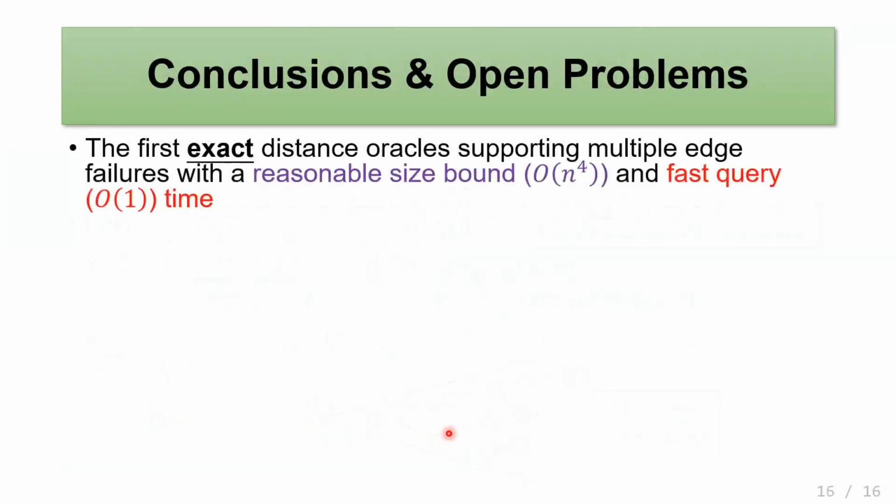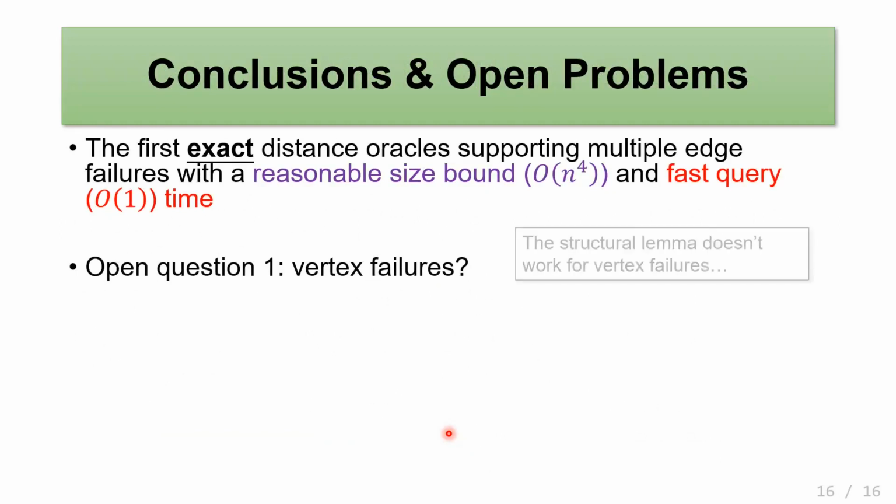So in conclusion, we present the first exact distance oracles that support multiple edge failures with a reasonable size bound n^4 and fast query time, constant. There are some obvious open questions. The first open question is whether we can support vertex failures. The structural lemma doesn't work for vertex failures, but as far as I know, all of our other techniques should work for vertex failures.